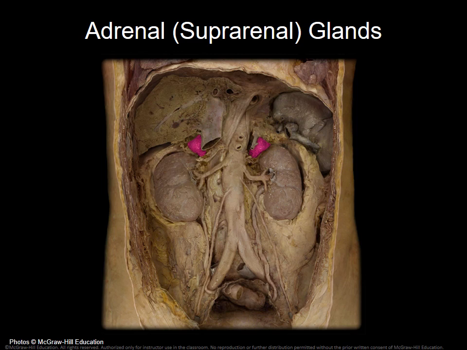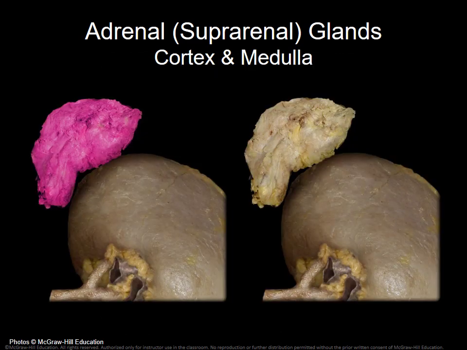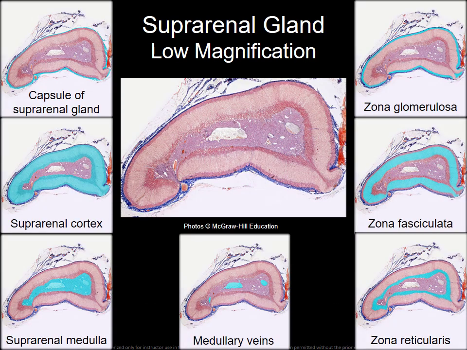So here again, a cadaver picture illustrating the location of the adrenal glands on top of the kidneys. A closer view of the adrenal gland sitting on top of a kidney. Another view of the entire adrenal gland under the microscope. And once again, I think you can make out in the cortex here the three zones: glomerulosa, fasciculata, and then deepest reticularis. And then at the core again, the medulla.